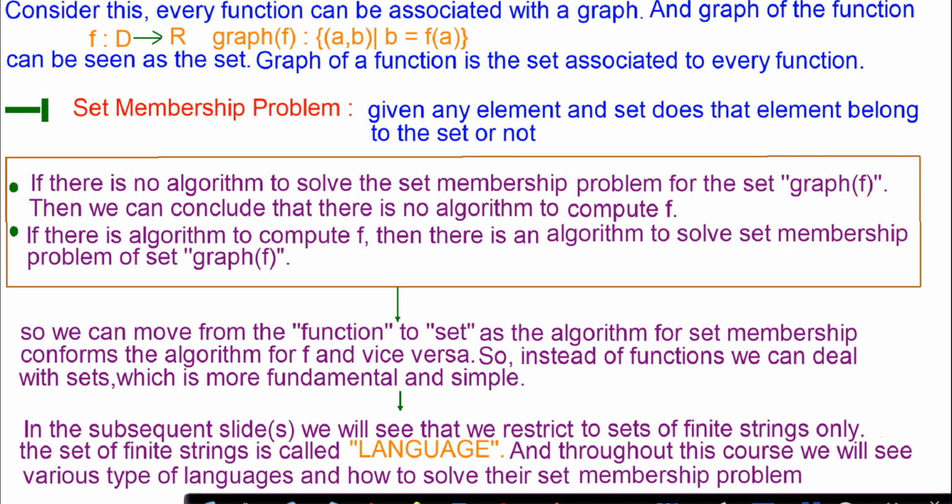And why do that? To reframe our question. The aim was to find out whether for a function there is an algorithm. And now we are reframing it as whether for this set you have an algorithm for the set membership problem. From now on, going forward, we will be talking about set membership throughout this theory of computation.